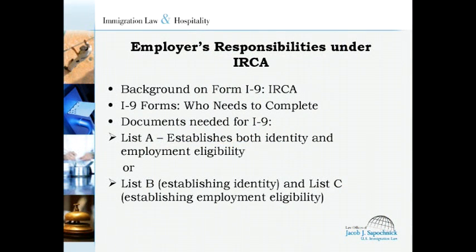So just a little bit on background of Form I-9. Since the passage of the Immigration Reform and Control Act, employers are required to verify identity and employment authorization of all employees hired after November 6, 1986. So it is now illegal to knowingly hire and continue to employ unauthorized workers.